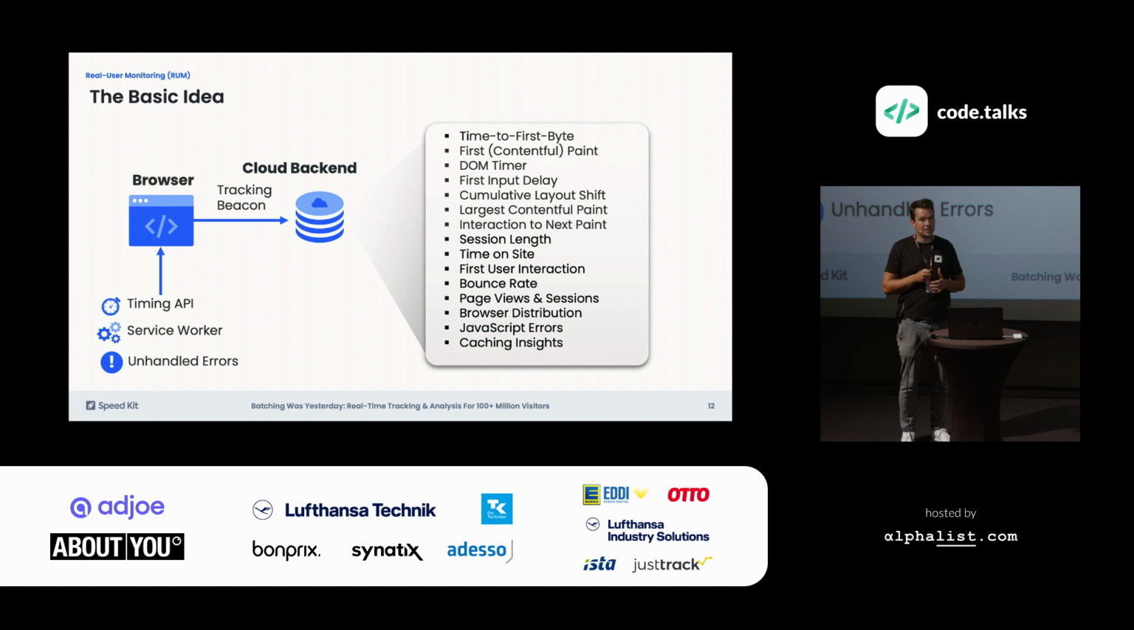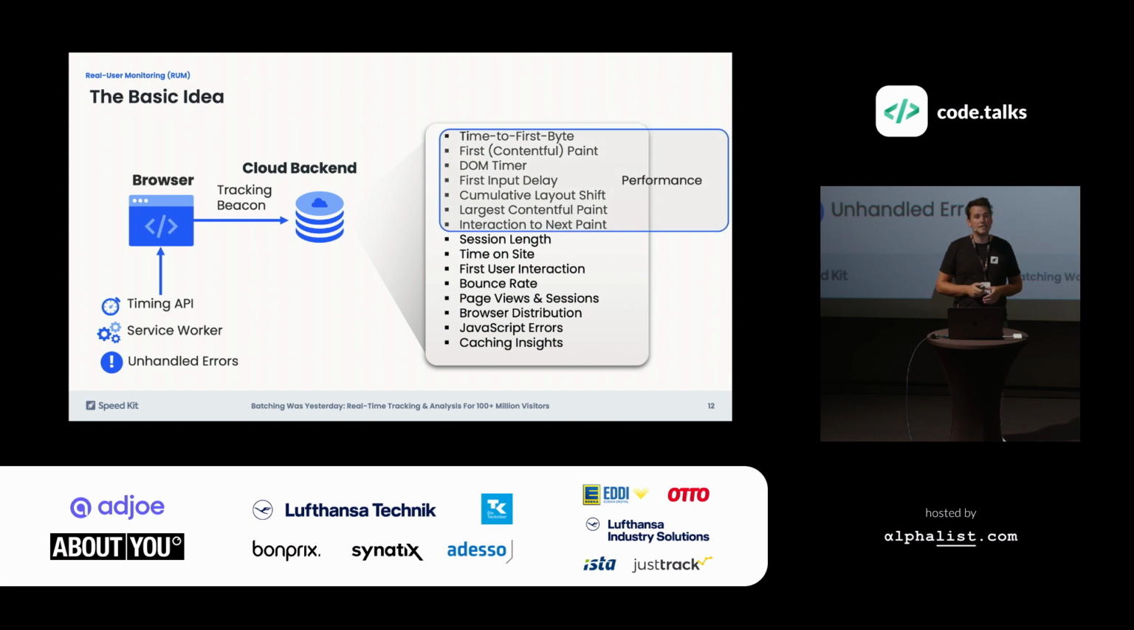So to illustrate the basic idea, what we have is essentially the browser that gives all kinds of performance data. I mean, you have your regular timing APIs, like the navigation timings and the resource timings. You have things that come from the service worker itself. You have things like application errors and so on. All of that are essentially packaged into tracking beacons sent to a cloud backend, and then we have different timers essentially telling us something about the state of the performance.